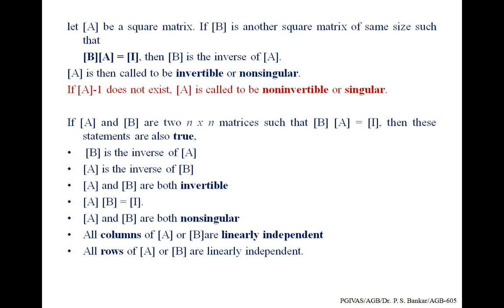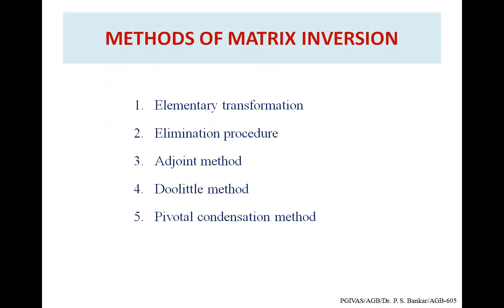Then here we can say that all the columns of matrix A or matrix B are linearly independent, or even all the rows of both matrices are linearly independent. So this is just a theoretical concept about the matrix inverse.